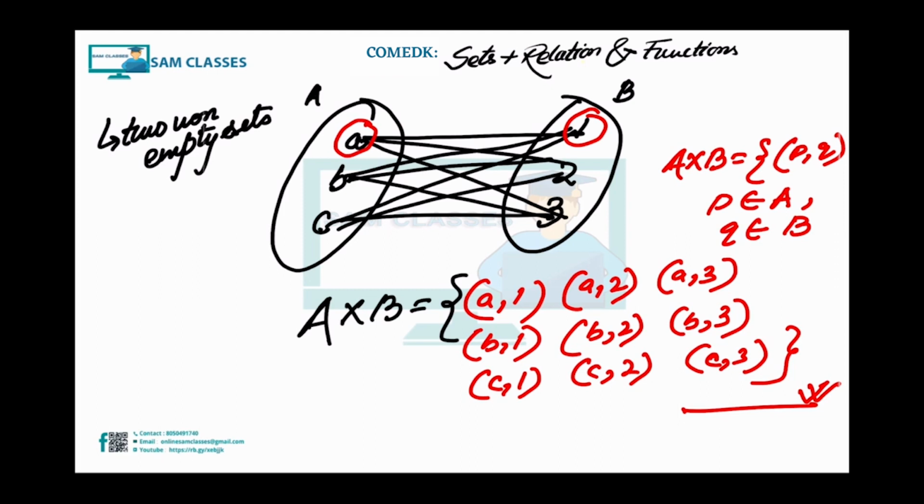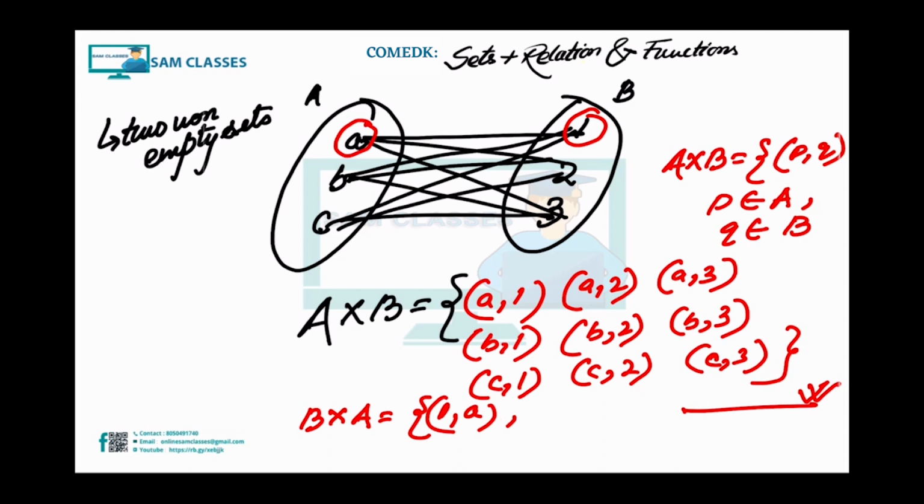Now, the second thing that comes to mind is, is A cross B equal to B cross A? So let's try it and check it out. So B cross A, what will happen? The elements of B will come first and the elements of A will come second. So here order matters. In the sets when we were doing students, order didn't matter. Here order matters. So A comma 1 and 1 comma A is entirely different. So B cross A is not the same in this case as A cross B.